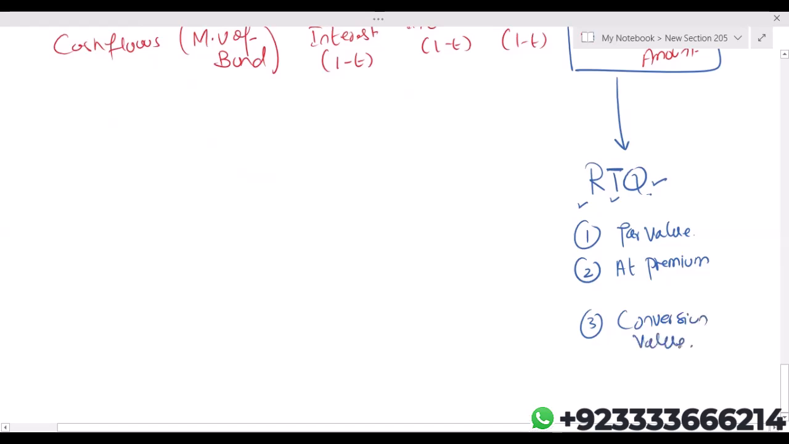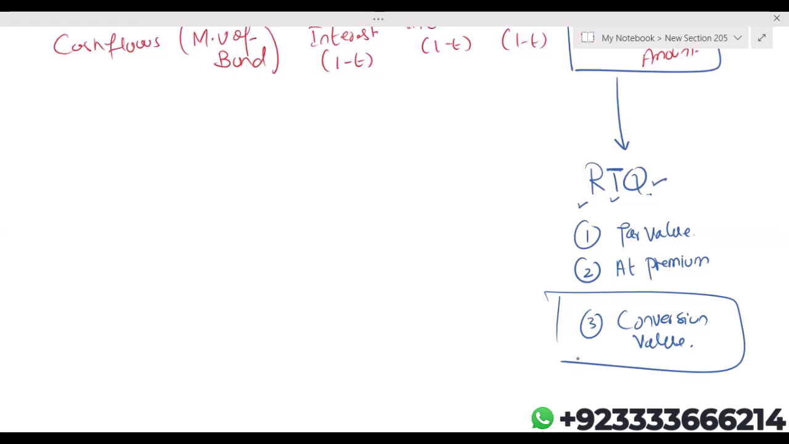Conversion value. Now listen to me carefully, students. Conversion value is only possible, number one, if the given bonds are convertible bonds. Second, at maturity, the conversion value is more than the redemption amount. Obviously, in that case, we'll go for the conversion value.